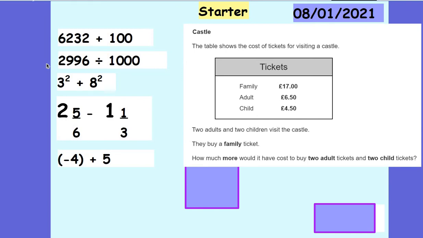Can you take out your rough books or a rough piece of paper or a mini whiteboard, whatever you have to hand, and can you pause the video for 5-10 minutes and work out 6,232 plus 100, 2,996 divided by 1,000, 3 squared plus 8 squared, 2 and 5/6 subtract 1 1/3, and negative 4 plus 5. If you finish all of those, have a go at my extension question on the right hand side. Pause the video for 5 to 10 minutes and have a go at those questions now, please.